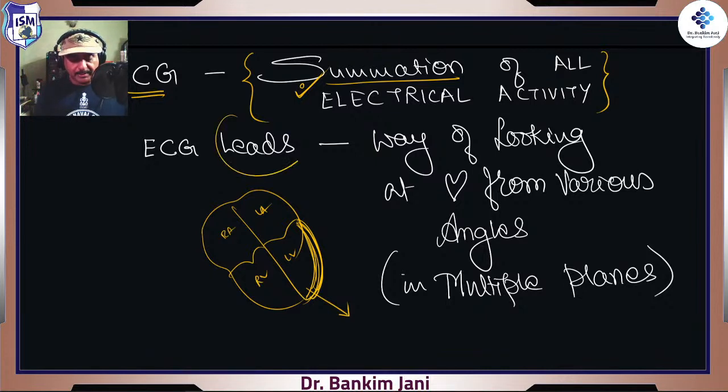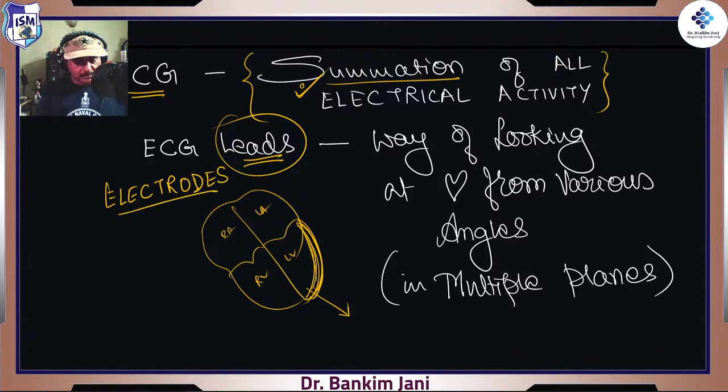What are ECG leads? When you have to take an ECG, you apply straps and electrodes on both the arms and both the legs, and then there are electrodes kept on the chest. They are called leads, or technically, electrodes.